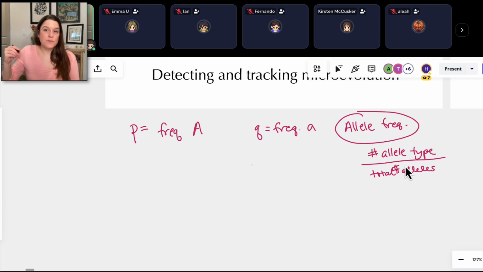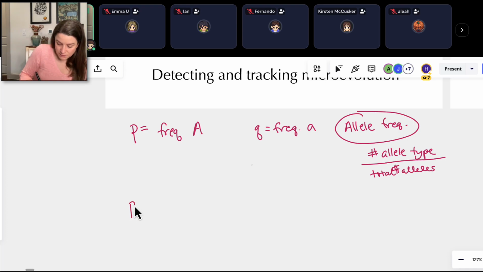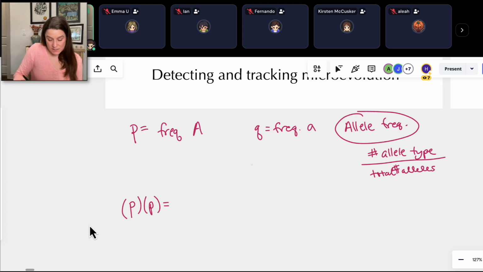And then the genotype frequency is the other thing. Genotype frequency is saying how often do I get certain combinations? How often do you get two big A's together? What's the frequency of that? Getting two big A's together would be the frequency of one A times the frequency of getting another A, because those are two separate events. So P times P is P squared. And that's the frequency, which is the same as the probability, of big A, big A.